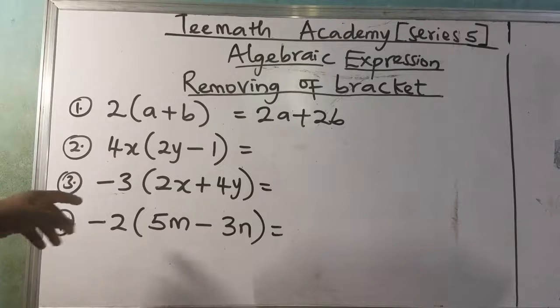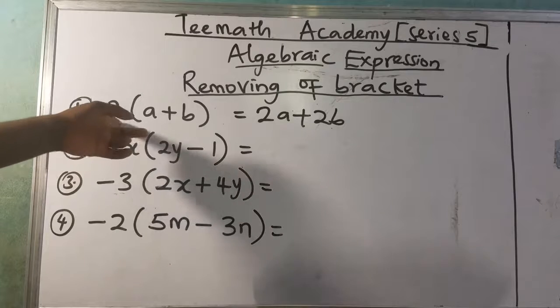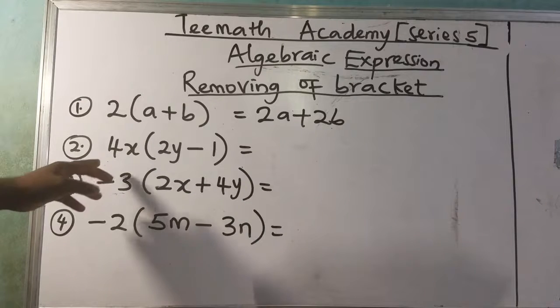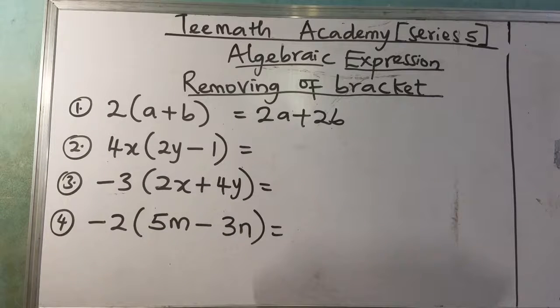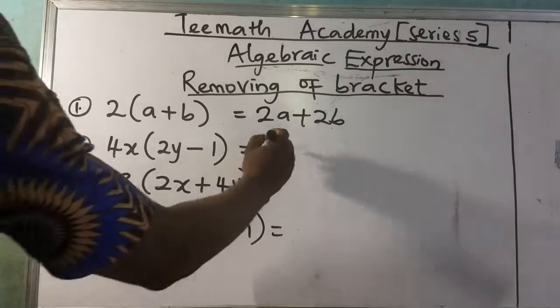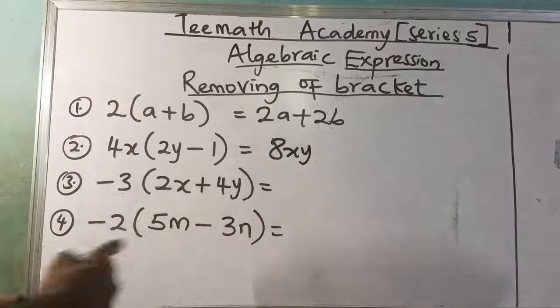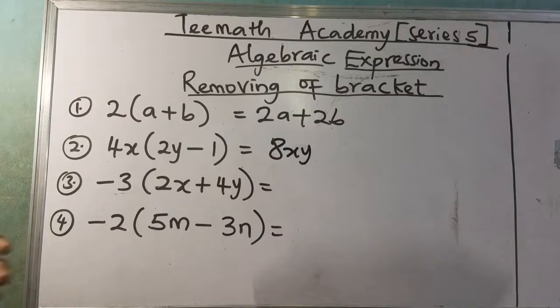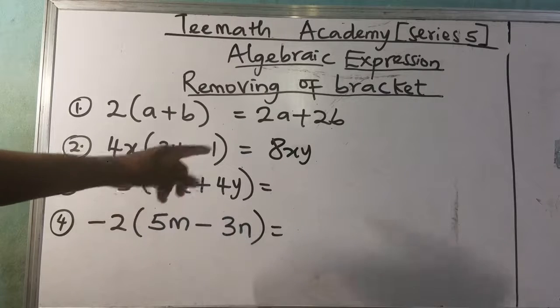Now number 2, we have 4x bracket 2y minus 1. Just like we did this, we are going to do the same thing, that is 4x times 2y. Firstly, use the numbers to multiply each other. So we have 4 times 2, that's what? 8. Then x times y, that is xy. If you want to learn the operations with variables, you can go to our series 1. It's all there. Now we have 4x times 2y, that is 8xy.